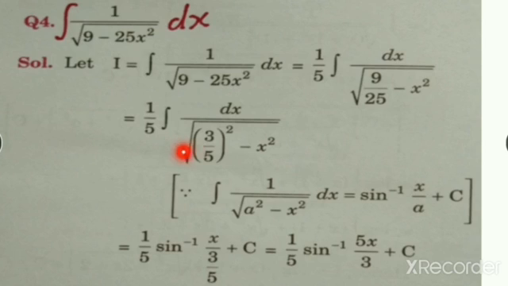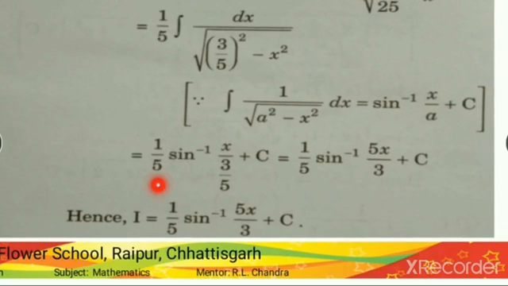This is written in the form of this formula: integration 1 upon root a square minus x square is equal to sin inverse x upon a plus c. By substituting the values in the formula, 1 upon 5 sin inverse x upon a, where a means 3 upon 5, plus c, is equal to 1 upon 5 sin inverse 5x upon 3 plus c. This is our required integration.